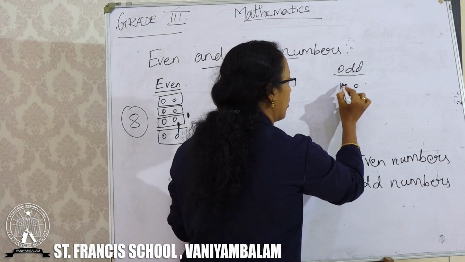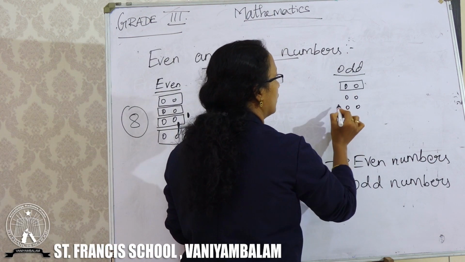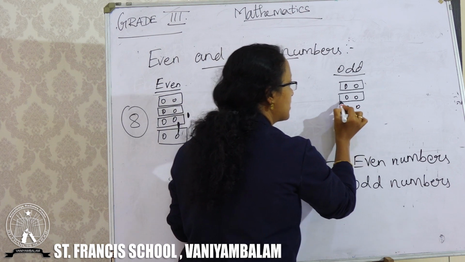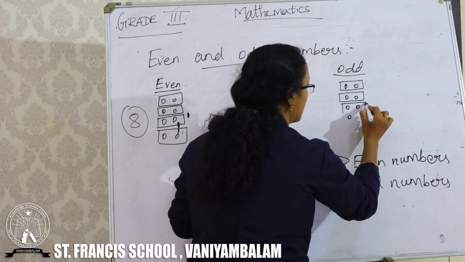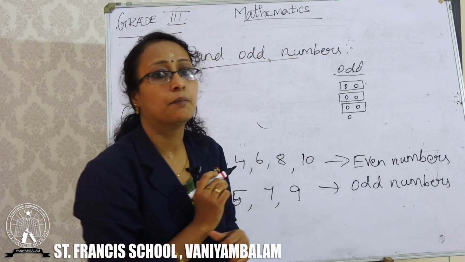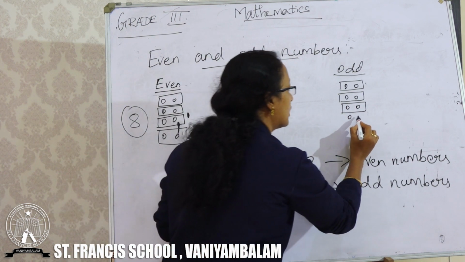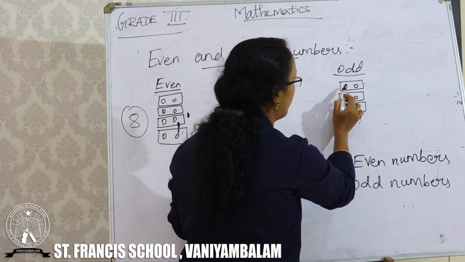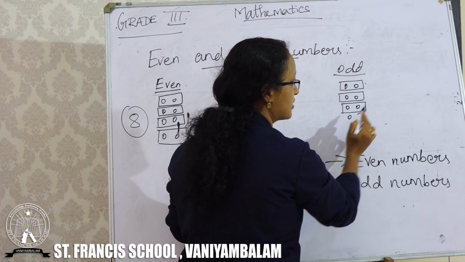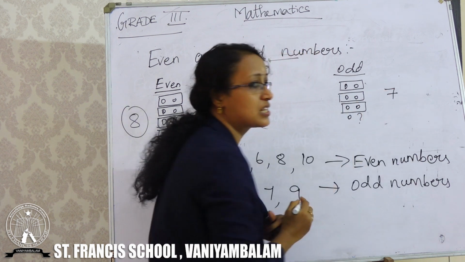Here, just to check, odd. The first circle has a partner, and the second circle will also have a partner. The third circle has a partner, but the fourth circle is alone. So how many circles are there? 1, 2, 3, 4, 5, 6, 7. So 7 circles are there.